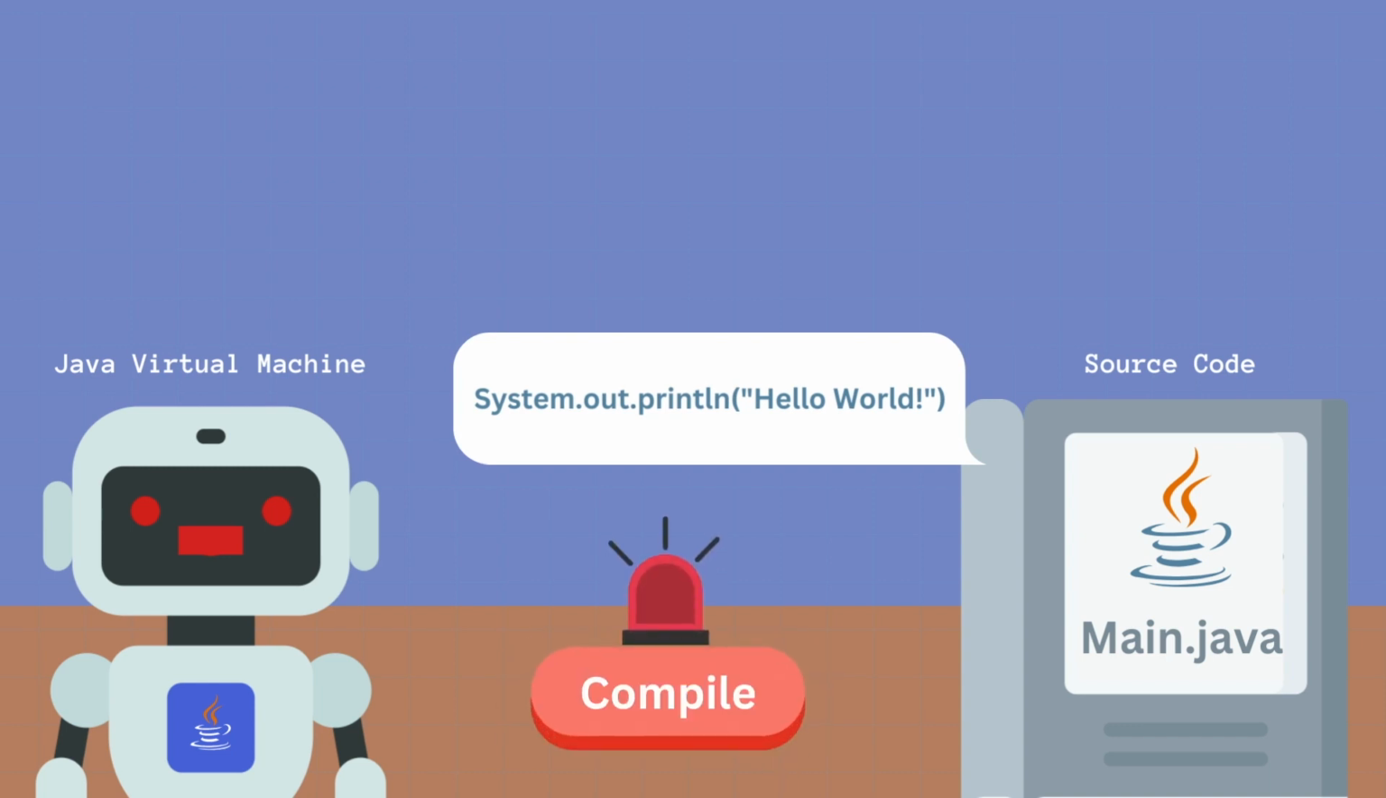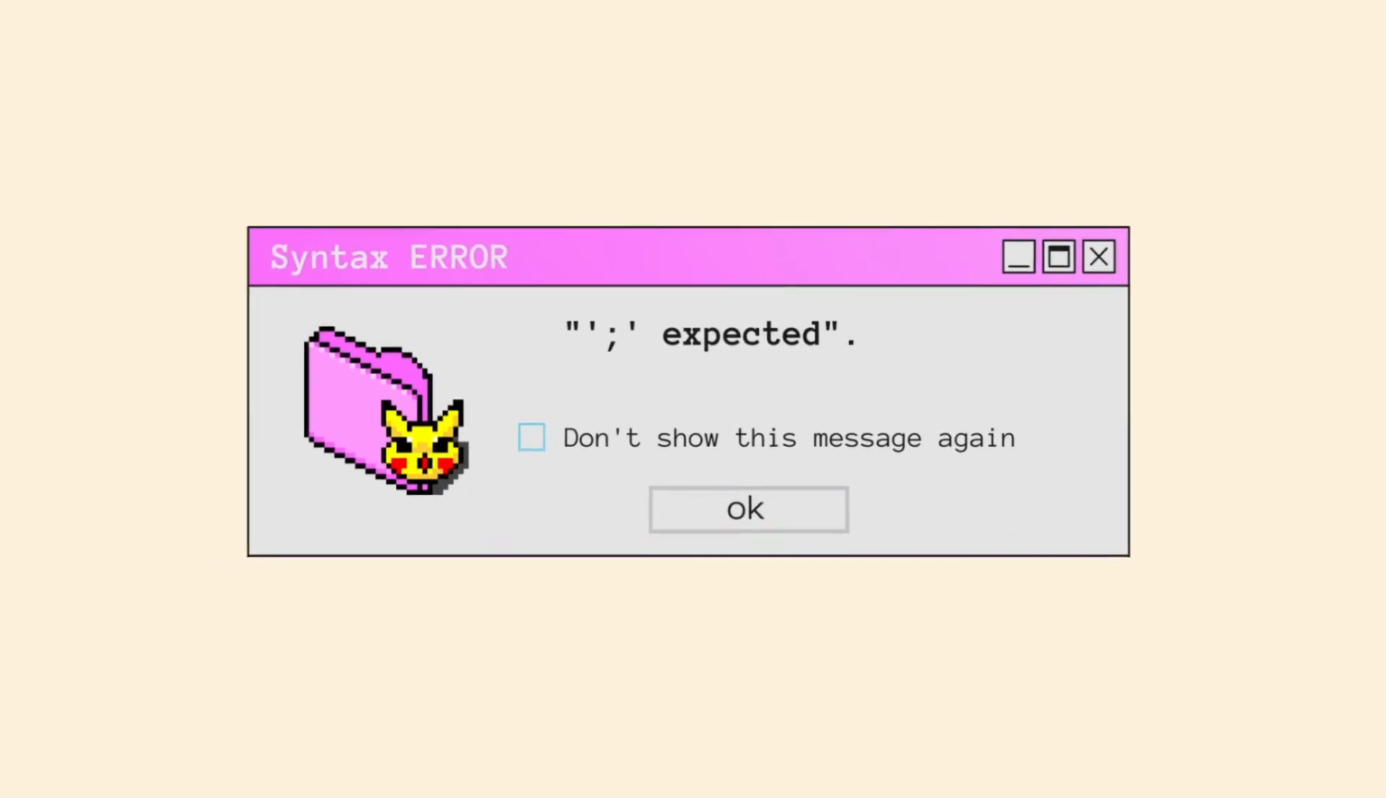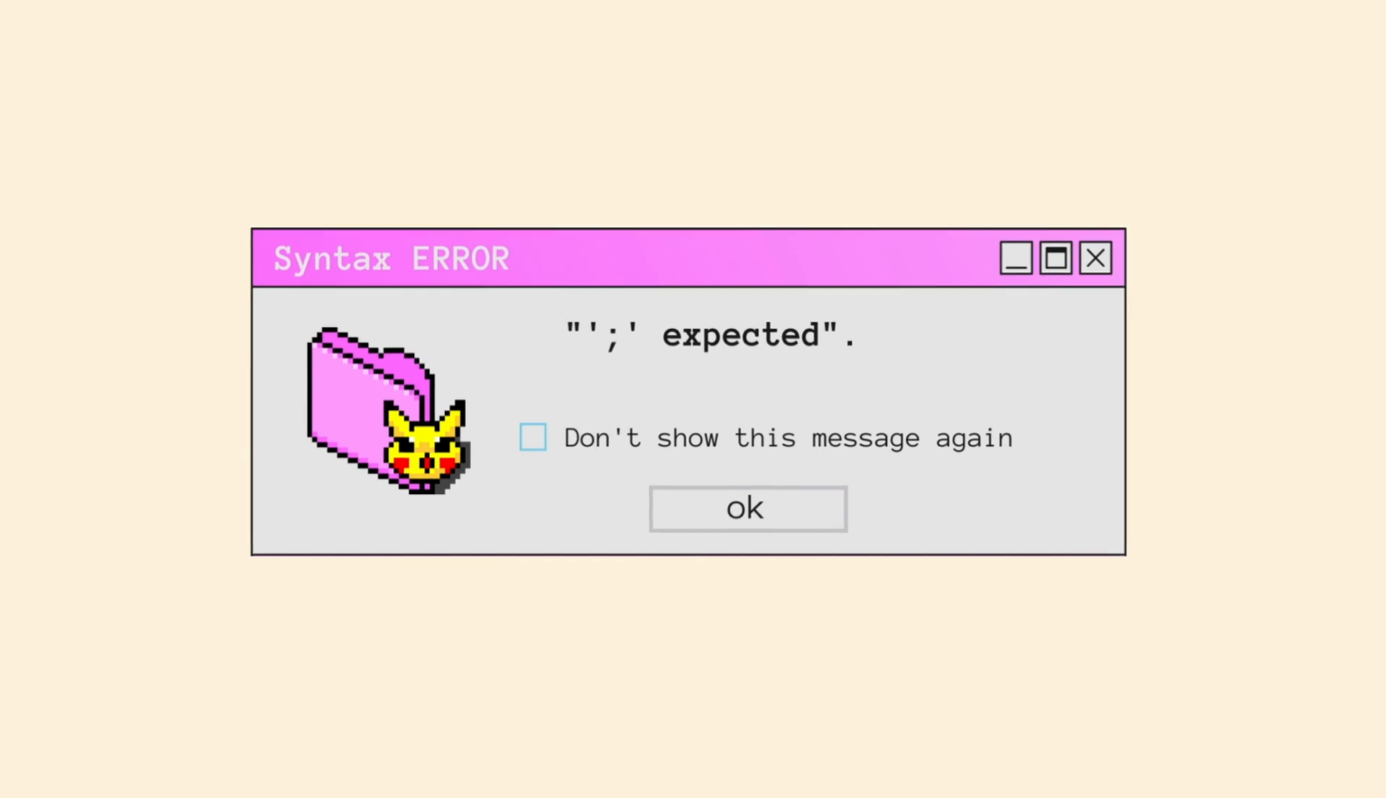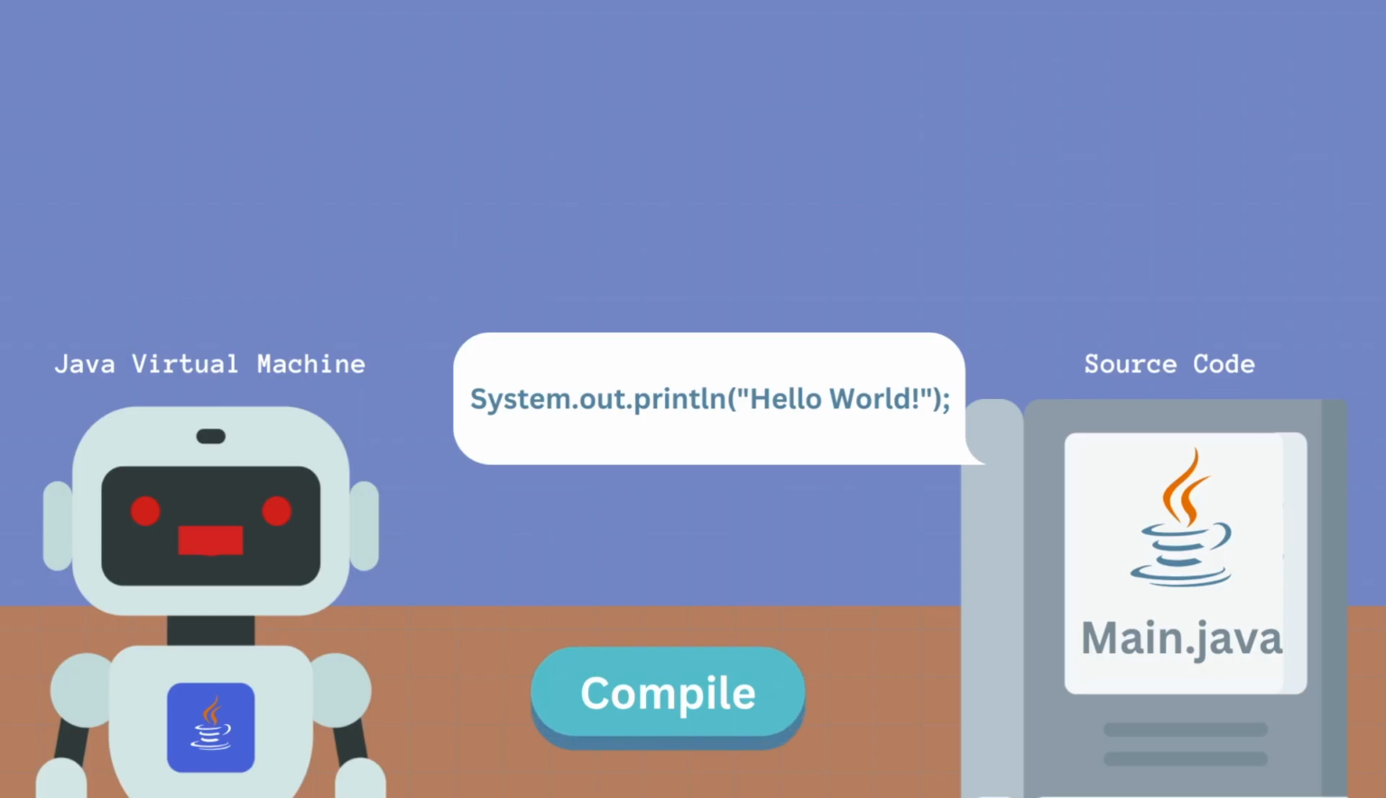But the compiler complains, finding a mistake in the Java syntax. Look closely and see if you can tell what's wrong with our syntax. You guessed it, it's a missing semicolon. The compiler alerts us that we're missing a semicolon and cannot compile until that's fixed. We fix the source code error by adding a semicolon and recompile.